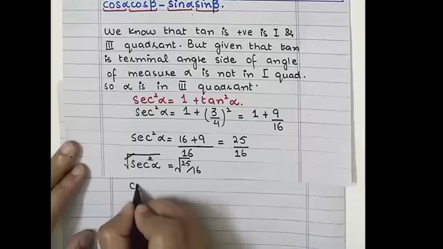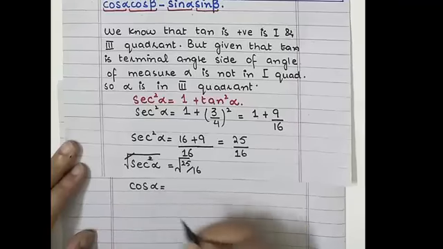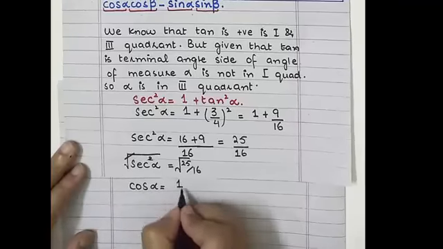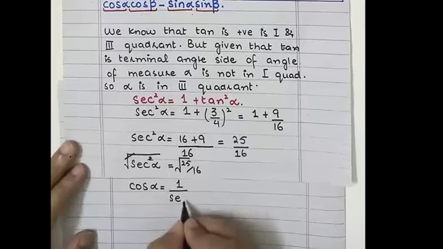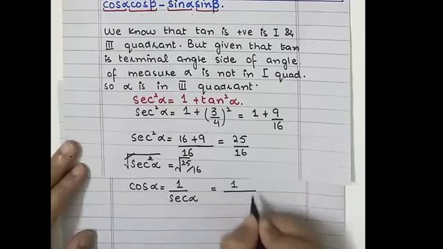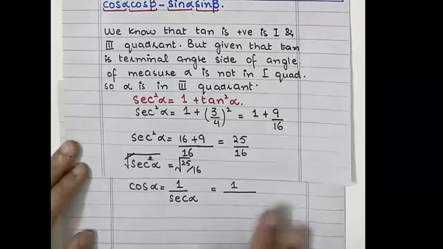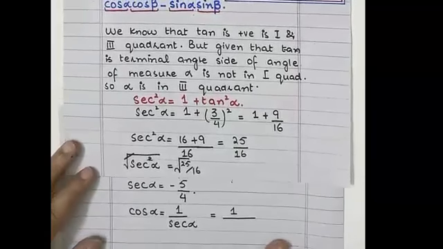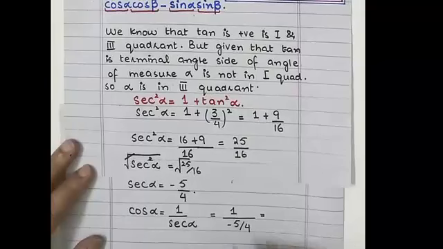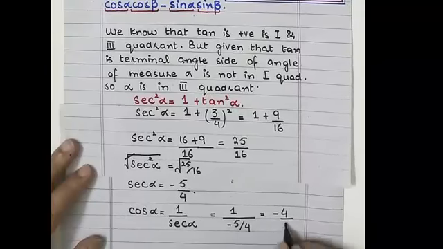Now cos alpha is the reciprocal of sec alpha, so 1 over the value of sec alpha, which is minus 5 over 4. So from here we have the value of cos alpha as minus 4 over 5.